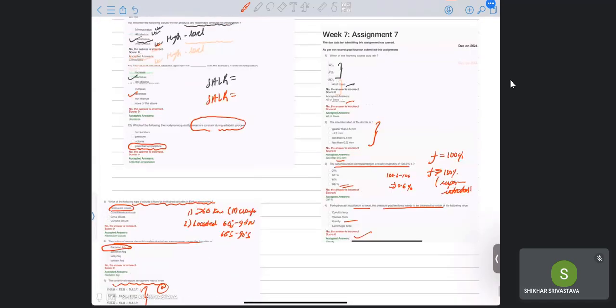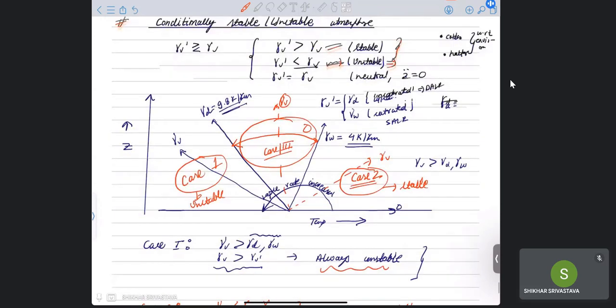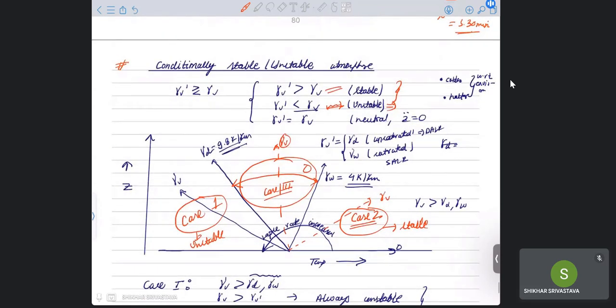Whatever I taught today, I'm not expecting that you understand 100% as of now, but you can go through the notes once or twice, and if you don't get it, you can ask me in the next class or whenever you want. Okay. In the next class, we'll meet next Sunday. We'll study about precipitation.